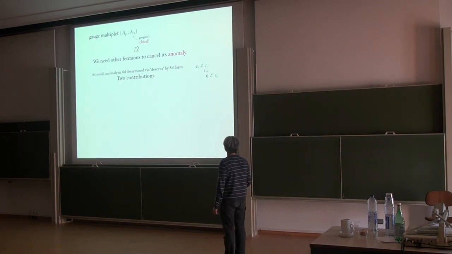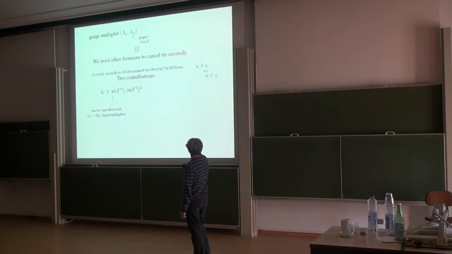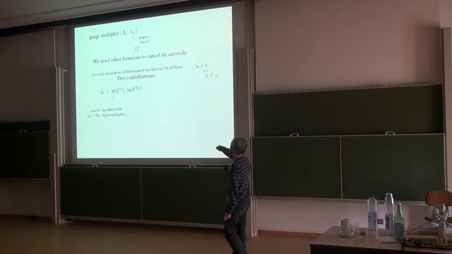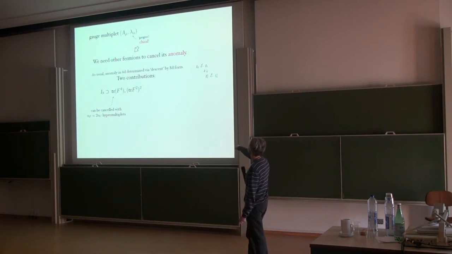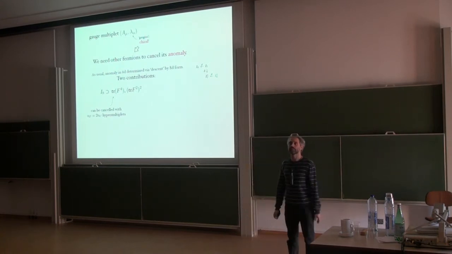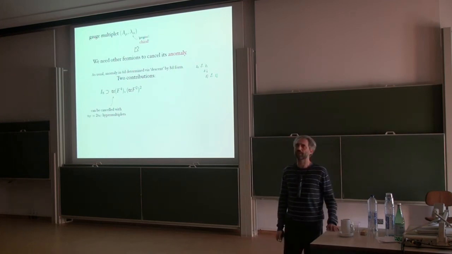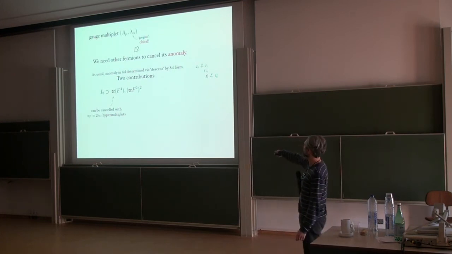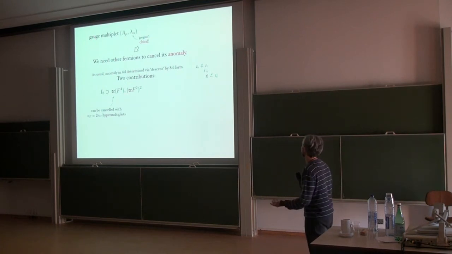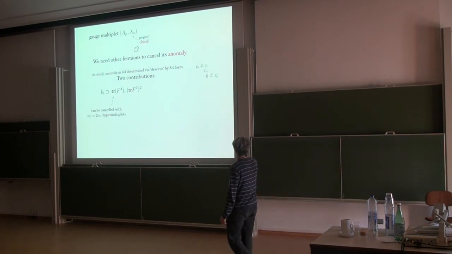So for example, two things that appear in this anomaly polynomial are trace of F wedge F wedge F wedge F, which I will denote just by trace F^4, and trace F wedge F times trace F wedge F, which is here. So these are two prominent guys that appear in this anomaly polynomial. Then there are more things, gravitational anomalies and so on, but these are the ones we should worry about because they contain the field strength of the gauge field, which we should cancel, because otherwise the gauge symmetry is anomalous.